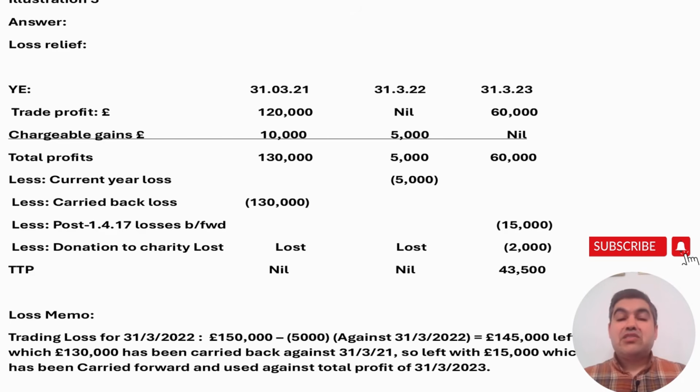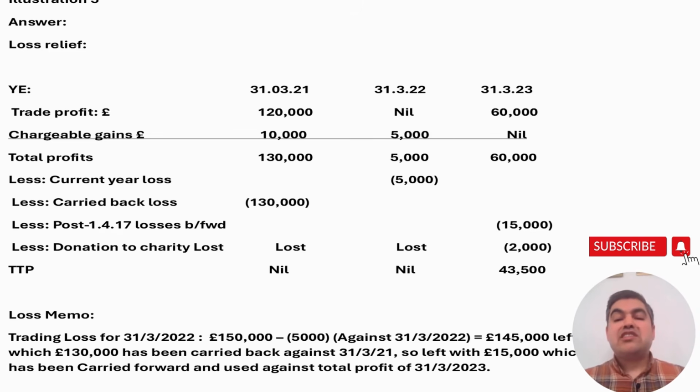Now, starting with illustration number 5, we had a trading loss in 31st March 2022. So this will be used against the same accounting period total profit. In the same accounting period, there's a total profit, a chargeable gain of 5,000. So use 5,000 worth of losses against the chargeable gain. As a result, the charitable donation will be wasted. So it means there's no corporation tax payable. However, the charitable donation will be wasted.